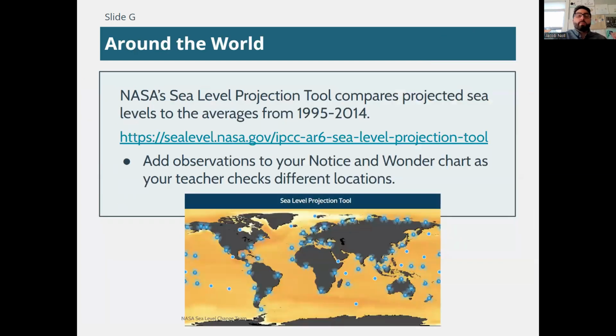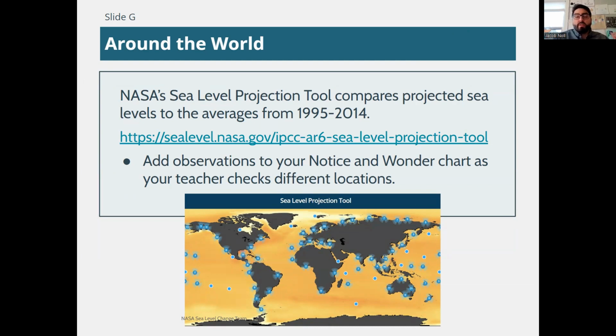Great. Welcome back. So we have our answers to those 4 questions about the data set. We see that there's an increase in sea level over the last several decades. And so what we want to do is, we made some wonderings about projections and about what this will look like moving forward. But we have a tool.